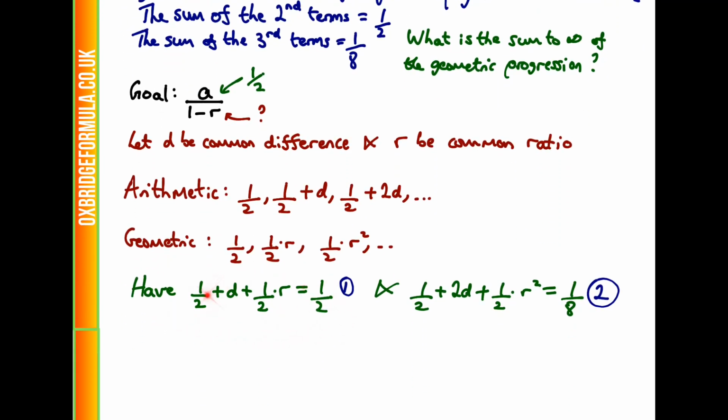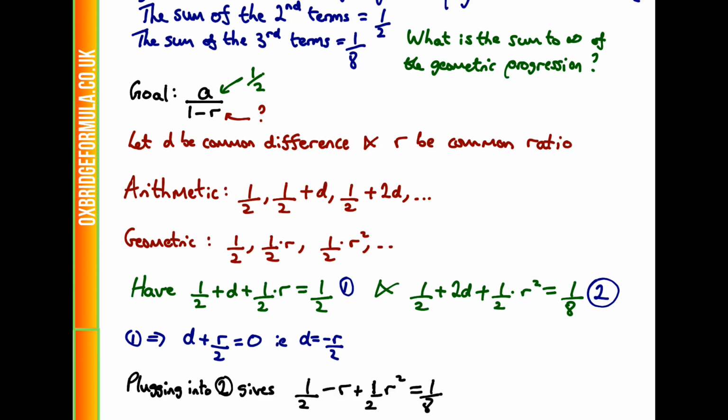Well, what do we notice here? We know these halves cancel, and so we have d plus r over 2 is equal to 0, which we can simplify to saying d is minus r over 2. Okay, so how does this help us? We can plug this into equation 2, because r and d must solve both equations. If we do that, we get half minus 2d, which is minus r, plus 2d, which is minus r, plus a half r squared equals 1/8.